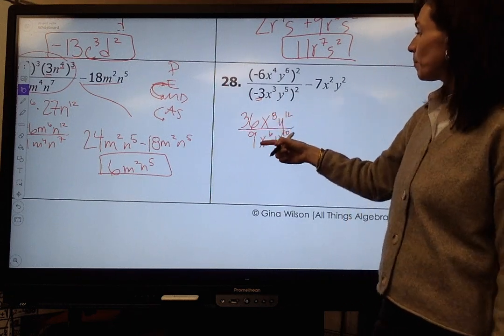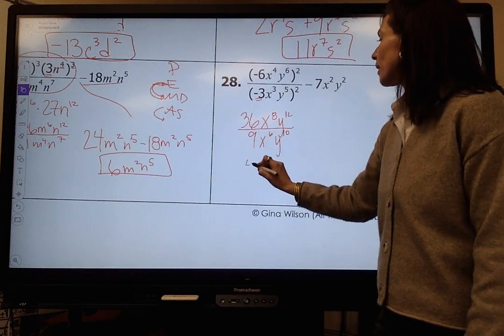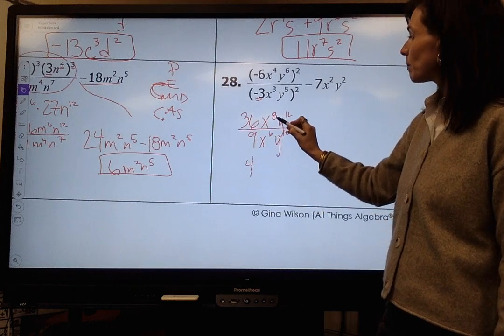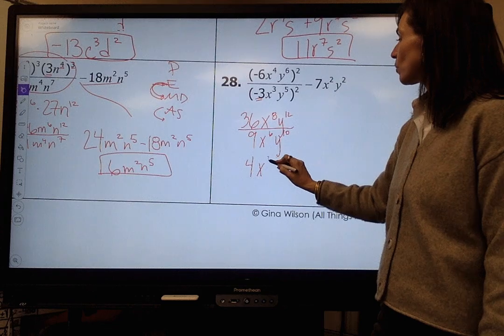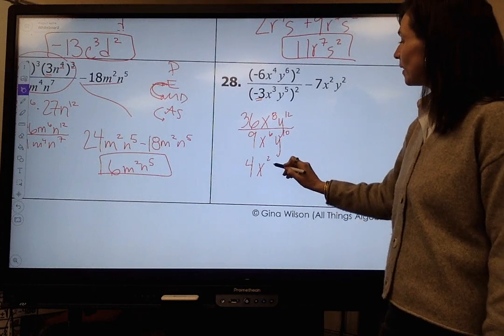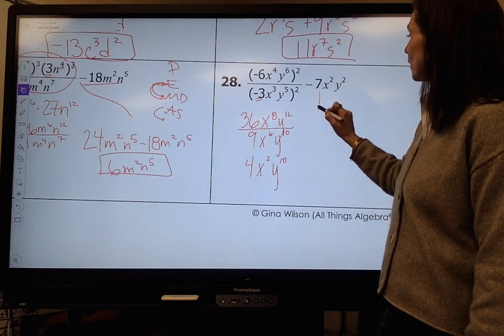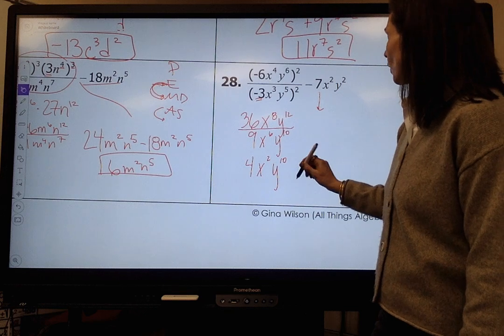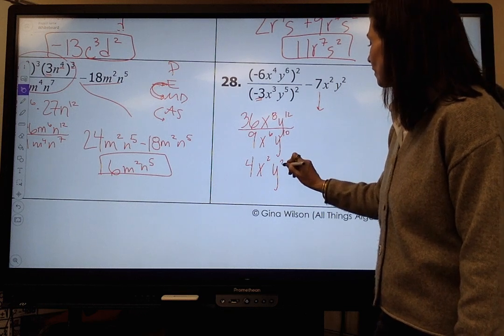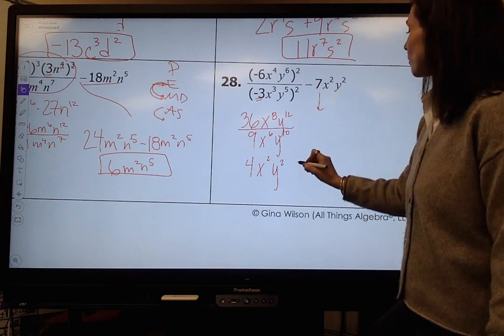So now I can simplify this. 36 divided by 9 is 4. I subtract my exponents. 8 minus 6 is x squared. 12 minus 10 is y to the 2nd. Don't forget to bring down this guy.